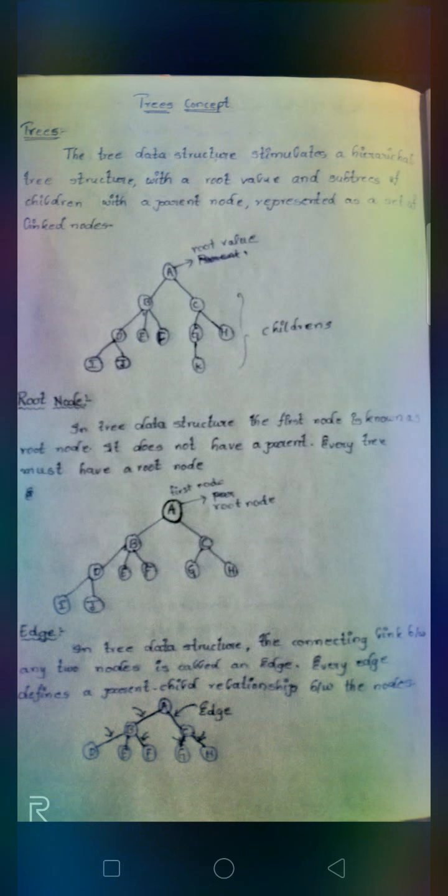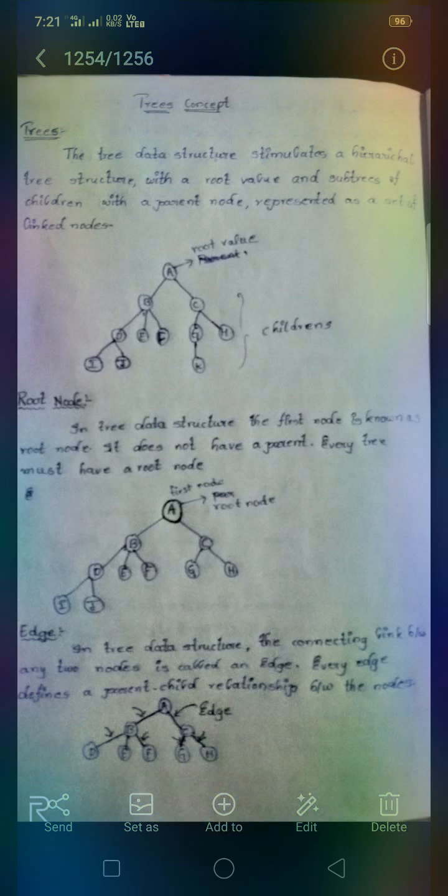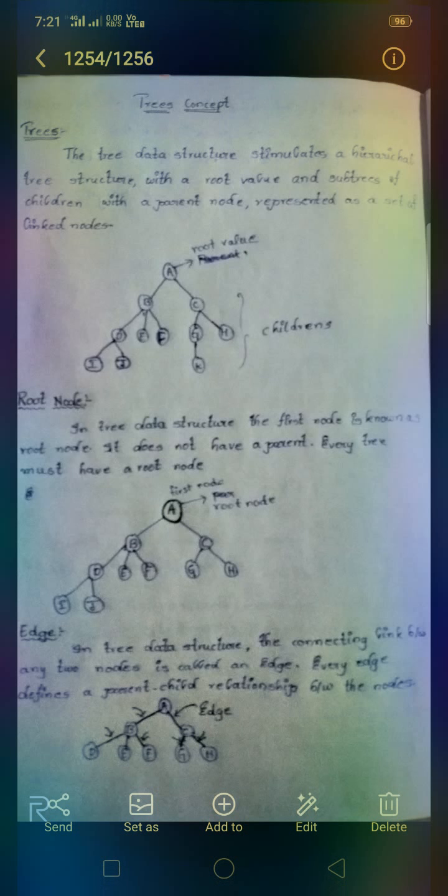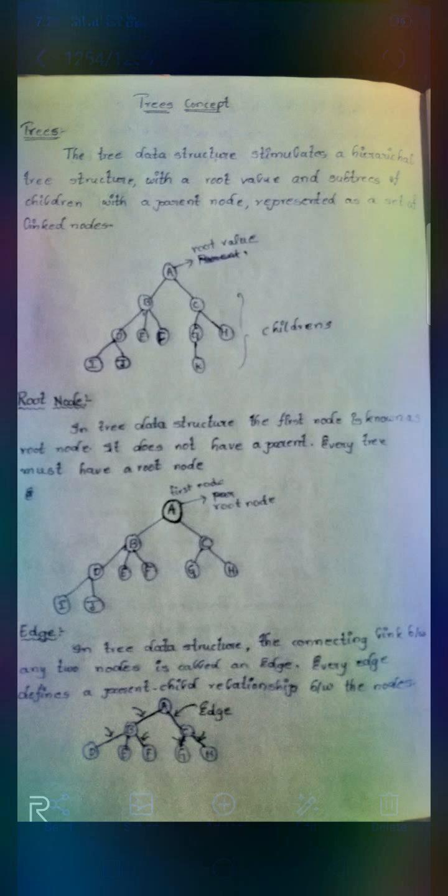Next, the root node. In a tree data structure, the first node is known as the root node, because for growing the tree we need a root. That node is called the first node, A. It doesn't have a parent node, whereas B and C have a parent node called A. Every tree must have a root node.